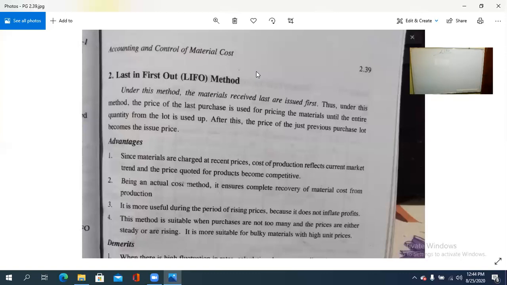This is mainly an advantage when prices are rising. Then this method is suitable when the purchases are not too many and the prices are either steady or rising in nature. That is when this LIFO method is applicable.